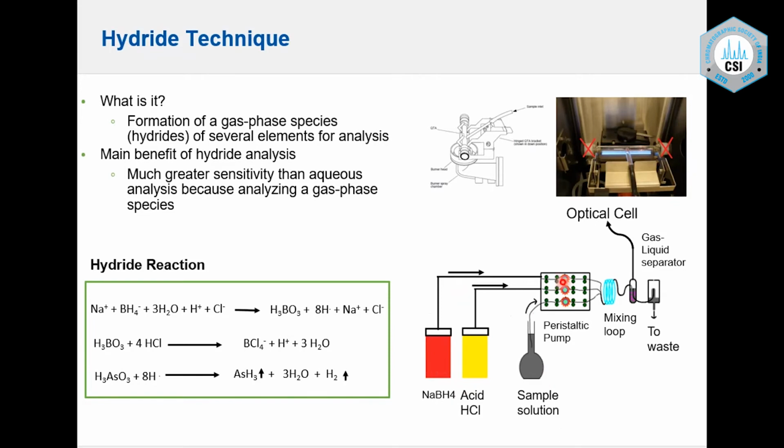What happens when they mix together in this loop? It becomes acidic pH, and in acidic pH the sodium borohydride reacts with arsenic or mercury and forms hydride gas. The reaction is mentioned here, and you can see arsenic hydride forms, which is in the gaseous state. The liquid waste is drained off to waste, and only the metal hydride gas is introduced into the cell. You can do the analysis at the 5 ppb or 1 ppb level using hydride coupled to AAS.